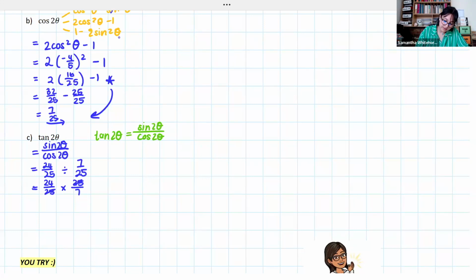Simplify, giving you 24 over 7. Okay, so when it comes to these types of questions, what we need to be mindful of is what do you already have? How are you able to use it? How can you make use of the answers you already have, the information you already have, to answer the questions that follow?